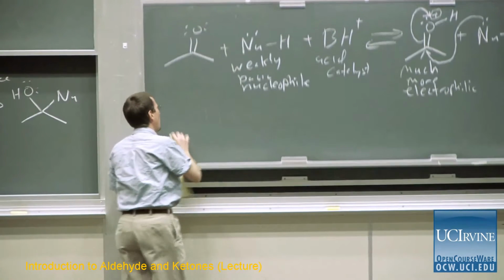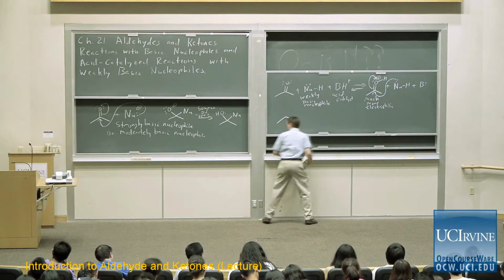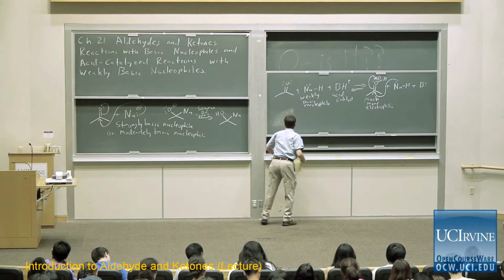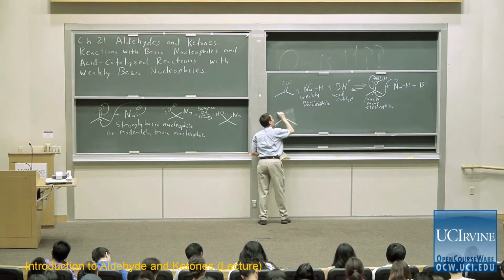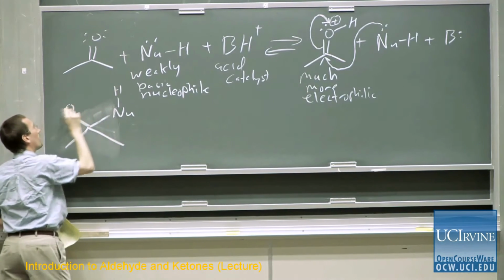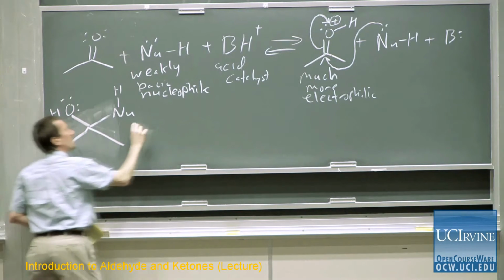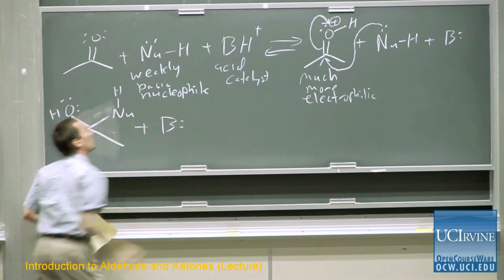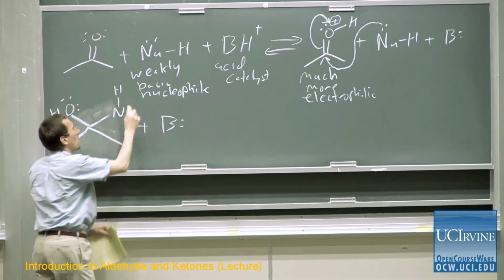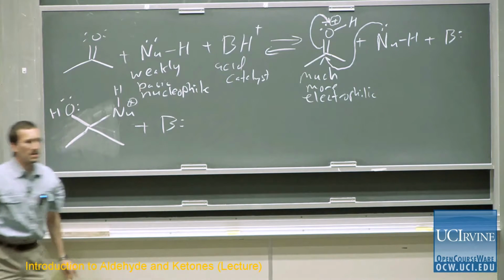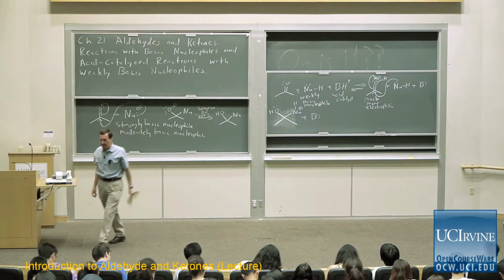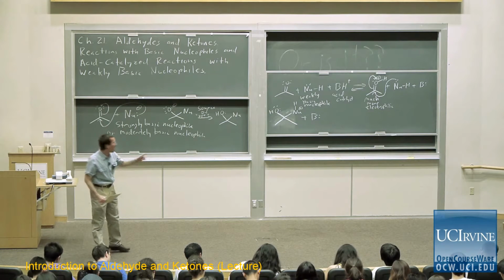And at this point now, we have our tetrahedral species, but it's already protonated. And we still have our base. And our positive charge now is on the nucleophile. And so at this point, the base, the conjugate base of the acid catalyst, can pull off the proton.